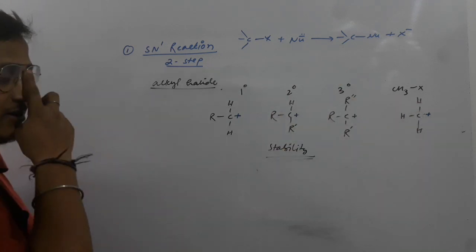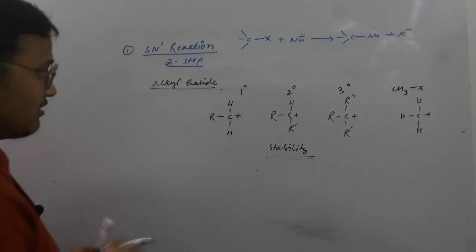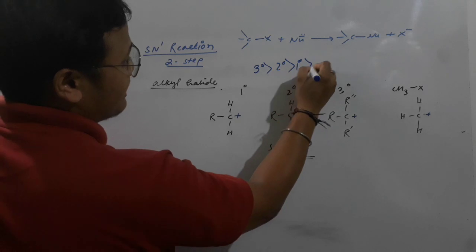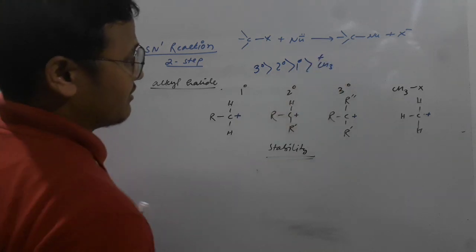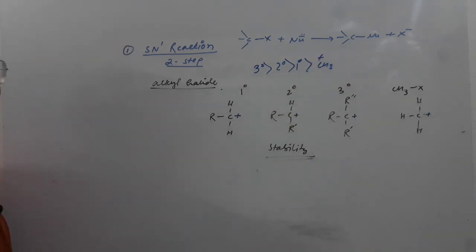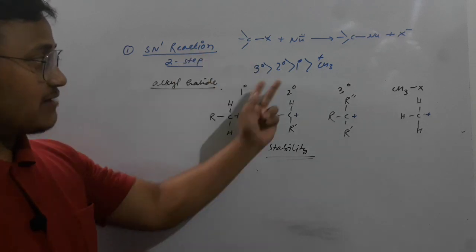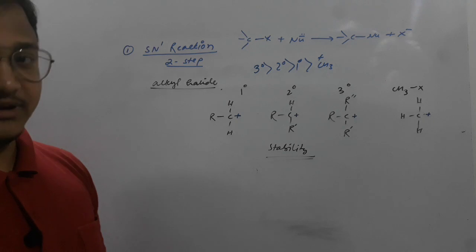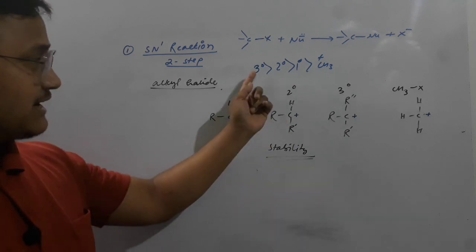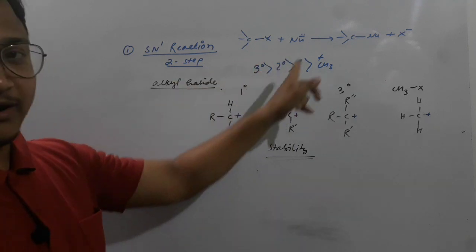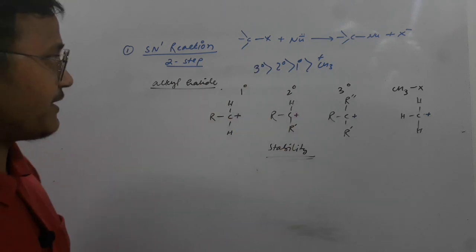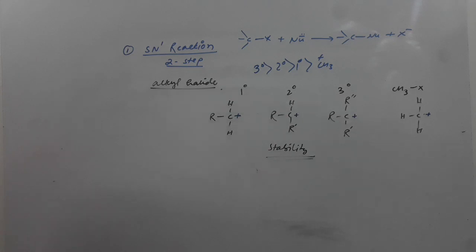Okay, we have to look after that. And what we know from the stability order is that 3 degree is more stable than 2 degree, then 1 degree, then the methyl carbocation. So you have to remember these things. Those carbocations which are more stable will proceed with the SN1 reaction faster. Clear? So 3 degree will be fastest, then 2 degree, then 1 degree, then methyl cation. Okay, so you try to go through these things. The example part we will discuss later on.